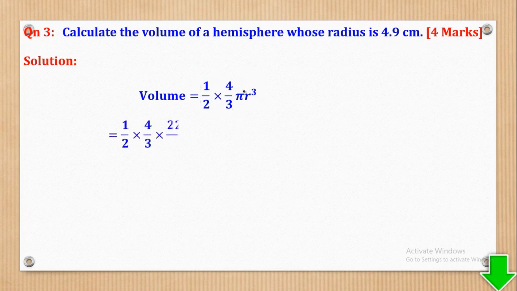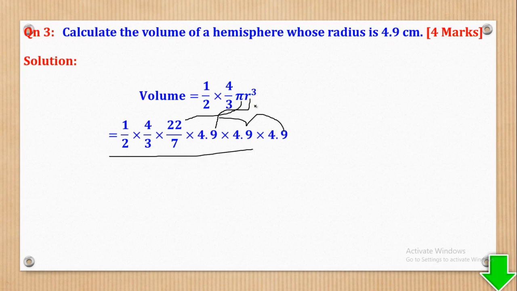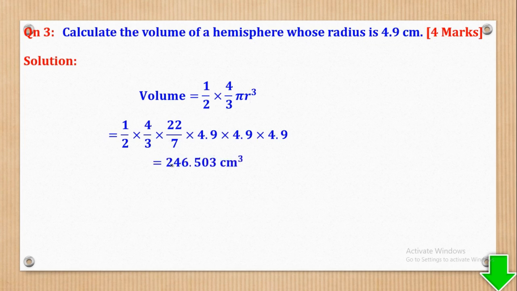Now we shall substitute for pi and for r. So pi is 22 over 7 and r is 4.9, but remember it is cubed, so it will be 4.9 times 4.9 times 4.9. So when I use the calculator and multiply all these, I'll come up with my volume being equal to 246.503 centimeters cubed. So basically that's what they wanted.